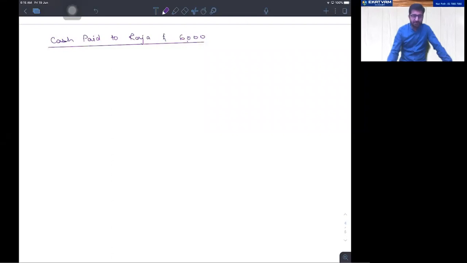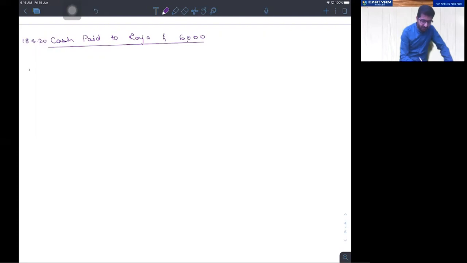Now, in this transaction, if you observe, this being a cash transaction, there are two accounts getting affected, which are cash and Raja. Correct or not? Your cash account is a real account, and Raja account is a personal account. Cash is going out, so cash will be credited. Raja being a person is the receiver of the benefit, therefore Raja will be debited. Let's say this transaction took place on 18th June of 2020.